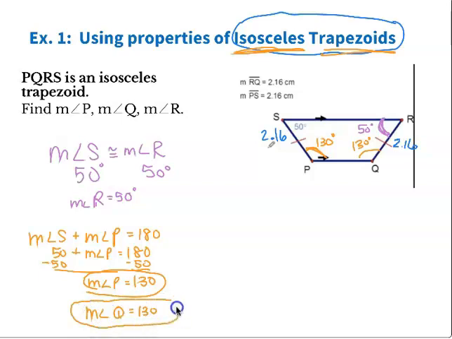So we found all three of our missing angles using the properties that we learned on the previous slide about isosceles trapezoids. I'm going to go on to the next slide, so if you need more time, go ahead and click pause. Or actually, no, we're going to look at the diagonals of trapezoids next. We're going to look at the property of diagonals.